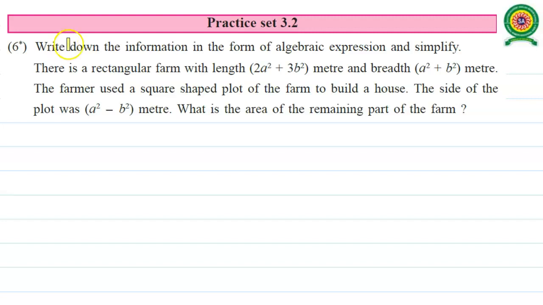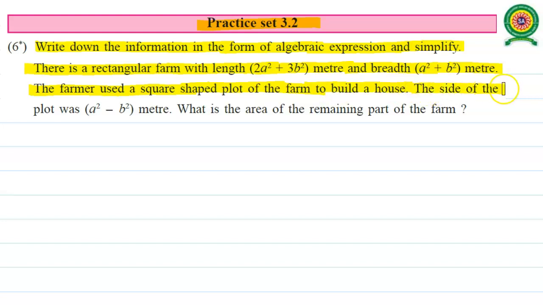Look at the sixth sub question from practice set 3.2. Write down the information in the form of an algebraic expression and simplify. There is a rectangular farm with a length of 2a square plus 3b square meter and a breadth of a square plus b square meter. The farmer used a square shaped plot of the farm to build a house. The side of the plot was a square minus b square meter. What is the area of the remaining part of the farm?